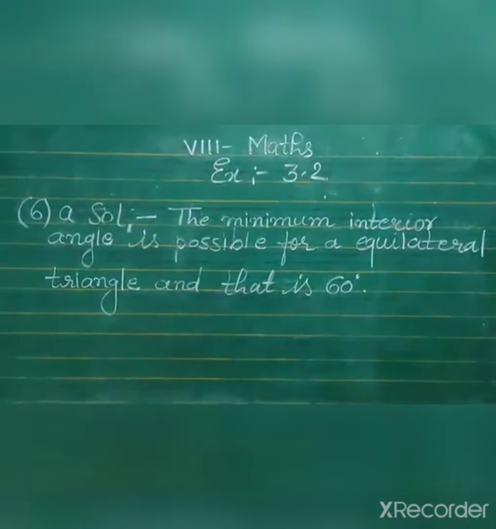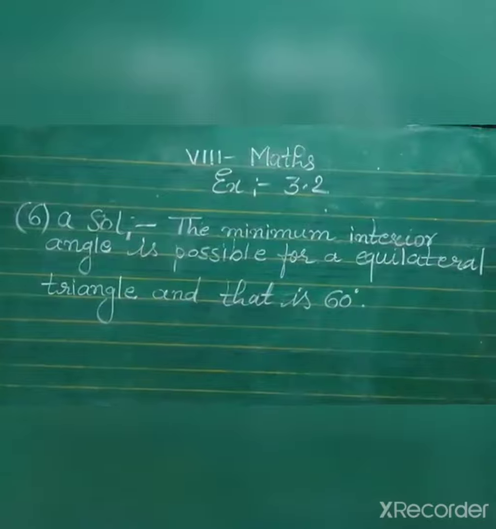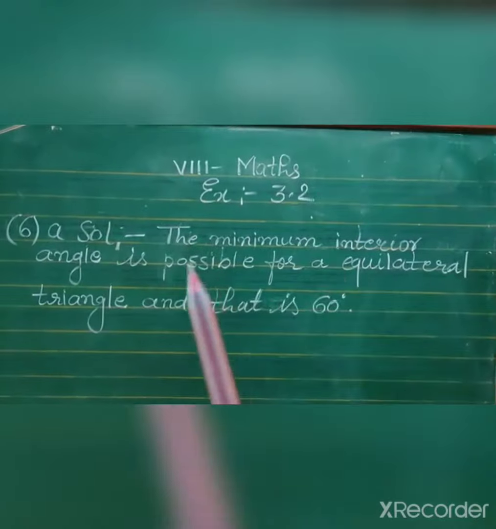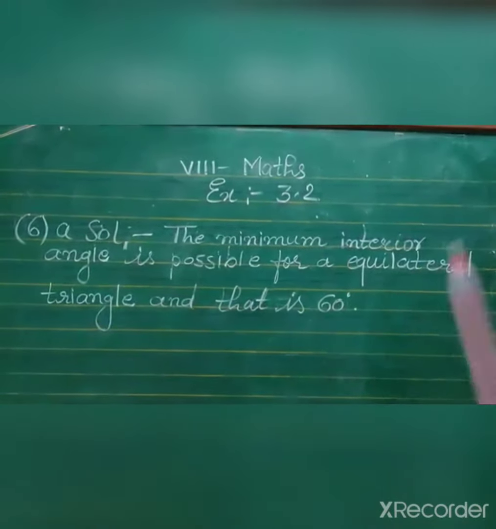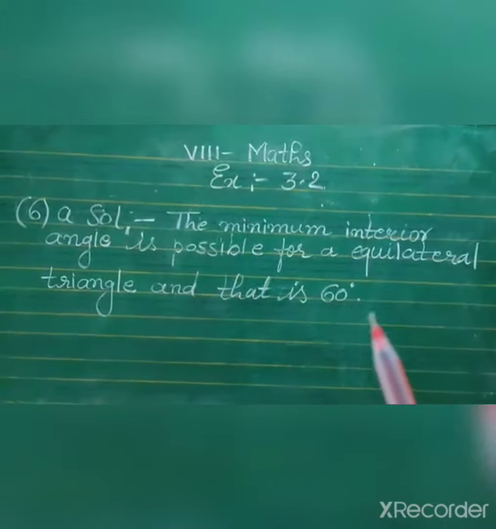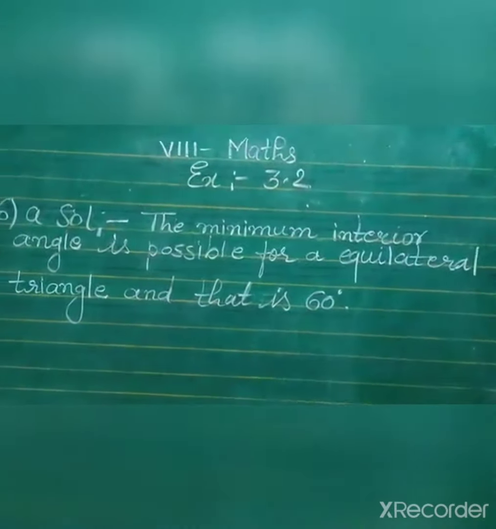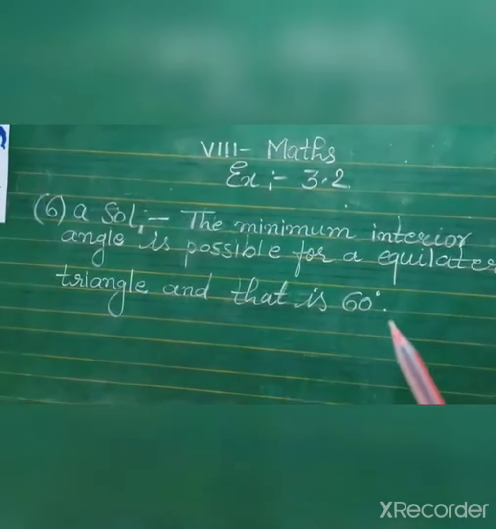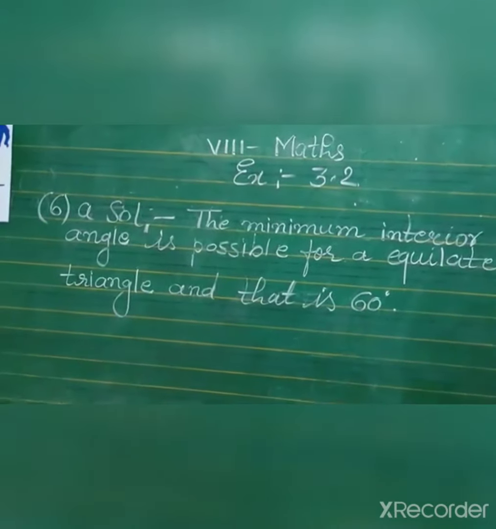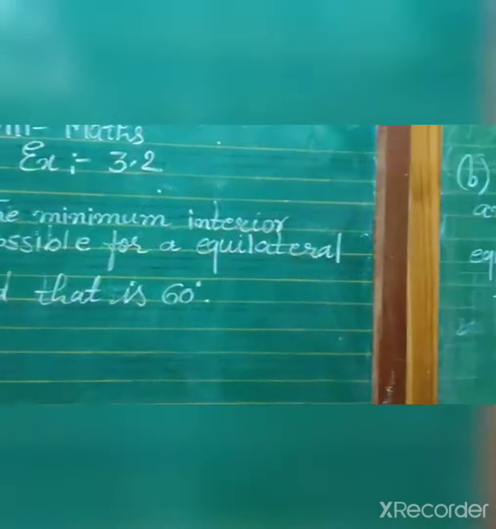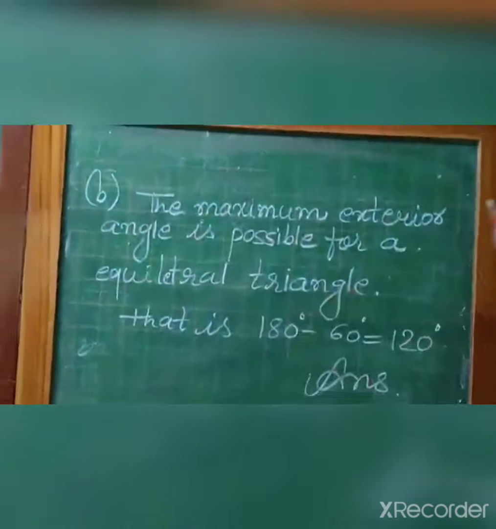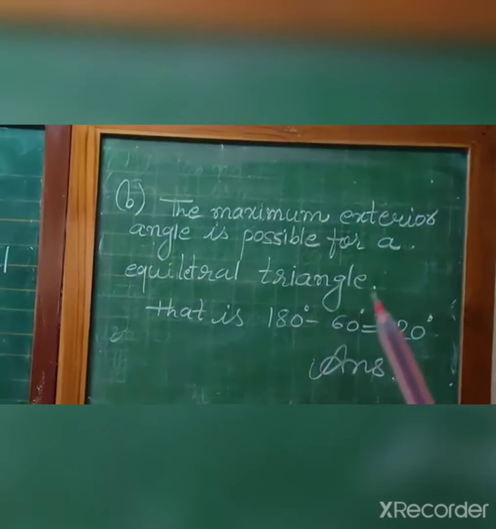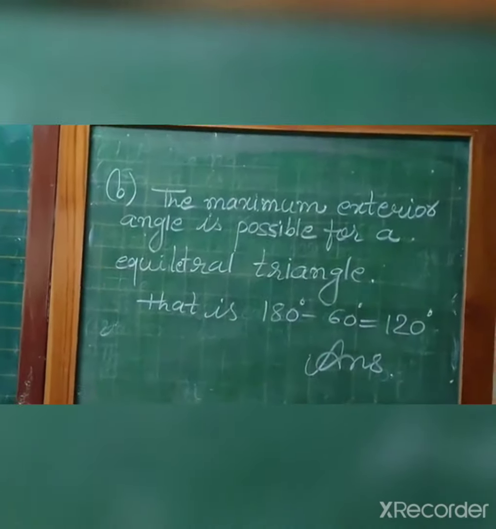The smallest regular polygon is the triangle, that means the equilateral triangle. So we can say that the minimum interior angle is possible for an equilateral triangle, and that is 60 degrees. Now for calculating the exterior angle from this interior angle, subtract the interior angle from 180 degrees because they form a linear pair. So the maximum exterior angle is possible for an equilateral triangle, that is 180 degrees minus 60 degrees, equal to 120 degrees.